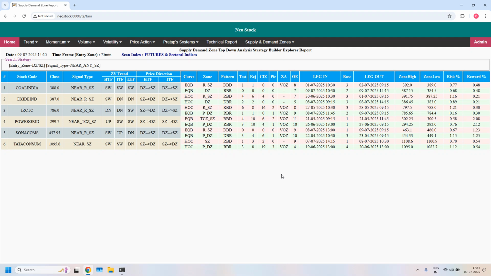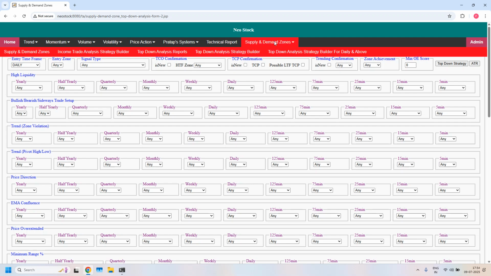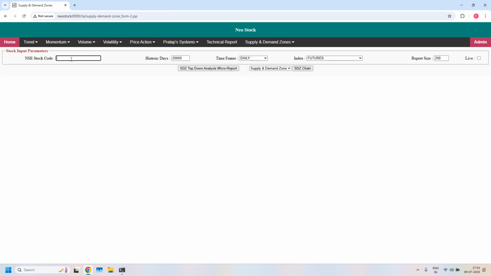So this is about daily and 75 minutes time frame, stocks near demand and supply zones. Next, I will generate NIFTY and BANKNIFTY supply demand zone chain reports. Starting with NIFTY. Nifty 50, it is nothing but NIFTY. Starting with monthly time frame, generating monthly supply demand zone chain for NIFTY.